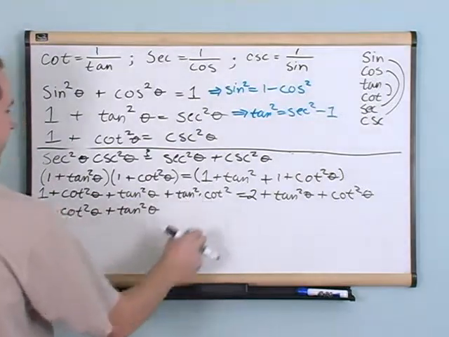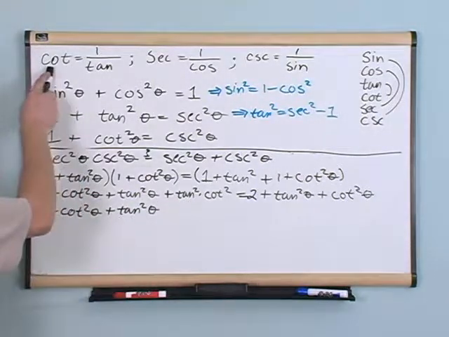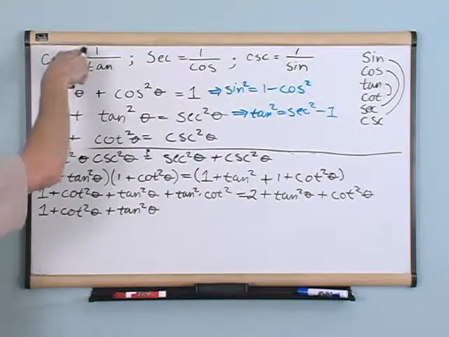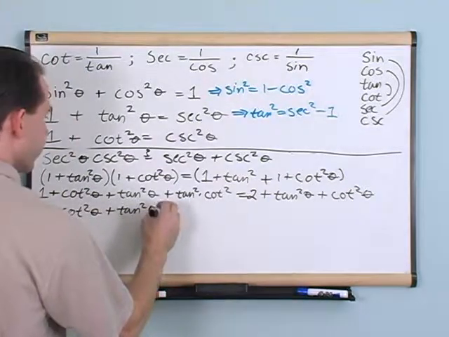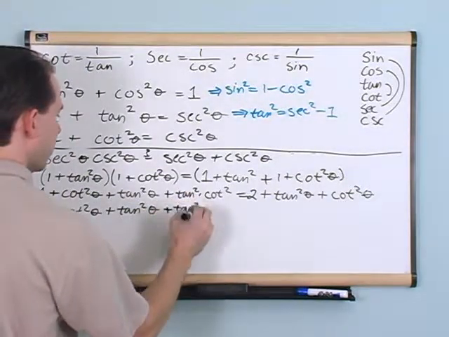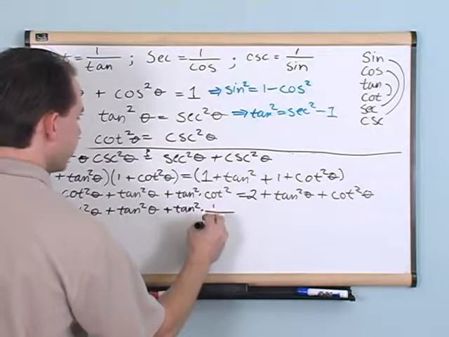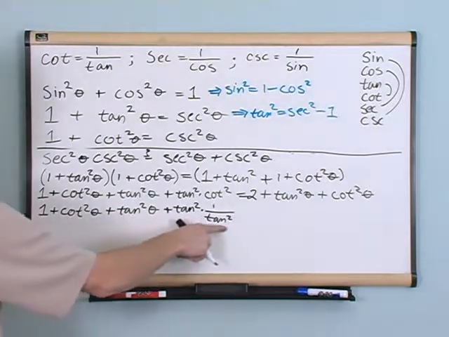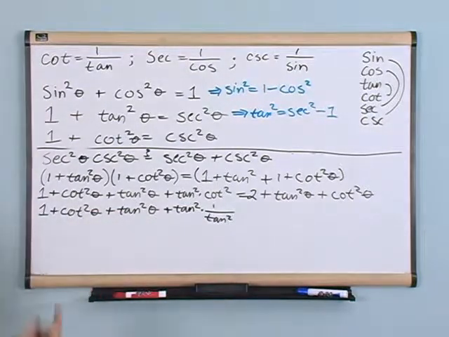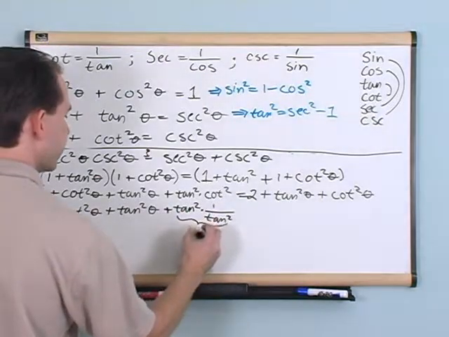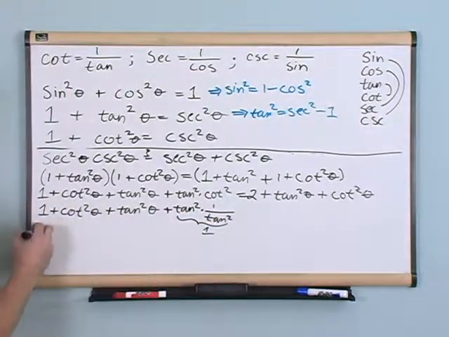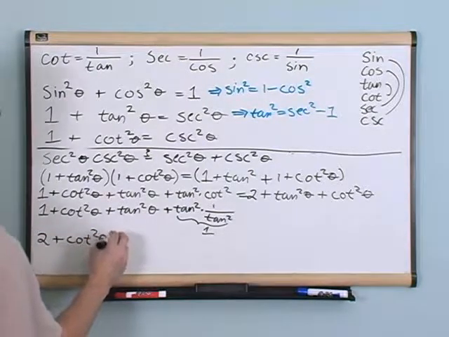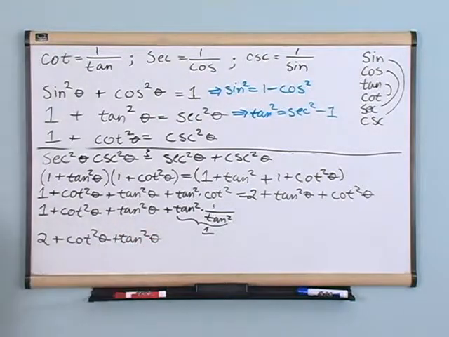Now when I get to here, tangent times cotangent. Remember, cotangent is simply 1 over tangent. So cotangent squared is 1 over tangent squared. So this term right here is tangent squared times 1 over tangent squared. Cotangent is 1 over tangent, and so that's why you get this. This term, as you can see, is just equal to 1. So now I've got my 1 plus 1. It's going to give me my 2 plus cotangent squared theta plus tangent squared theta.